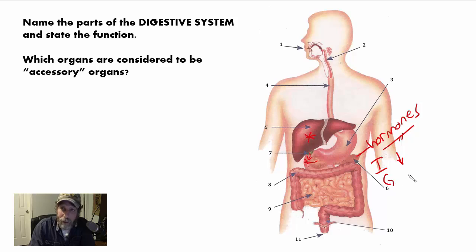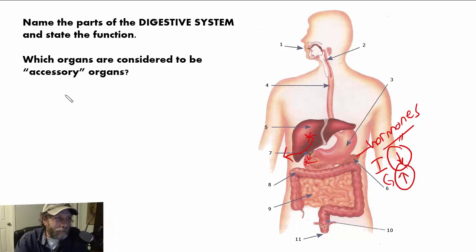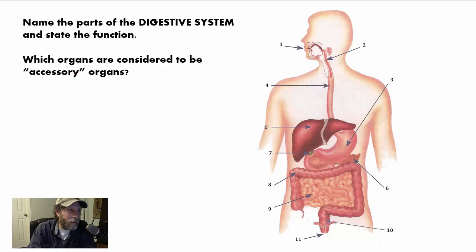I don't know if we did glucagon. If we did, then great. If we didn't, don't worry about it. Glucagon causes the liver to release glucose into the blood. So while insulin lowers blood sugar, glucagon increases it. Okay, so I think we've answered all that stuff. So let's move on. That's the digestive system.